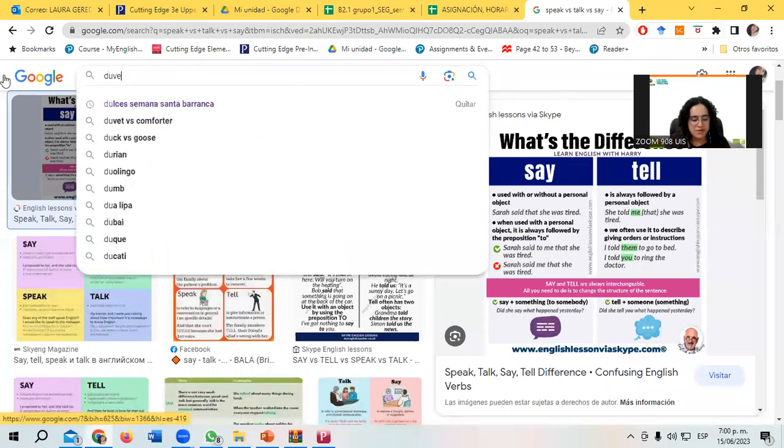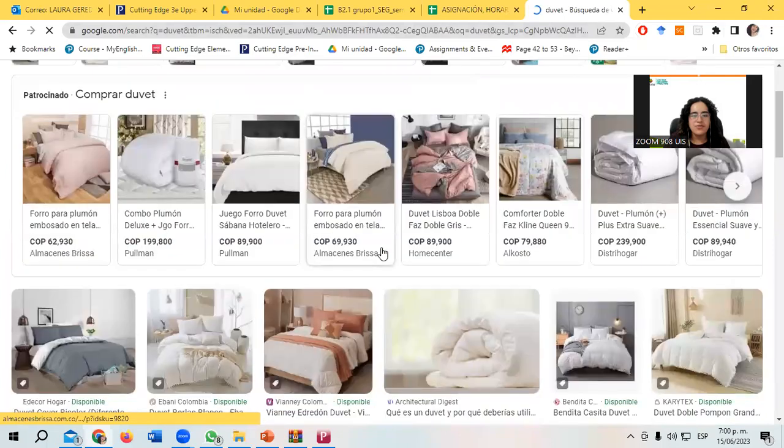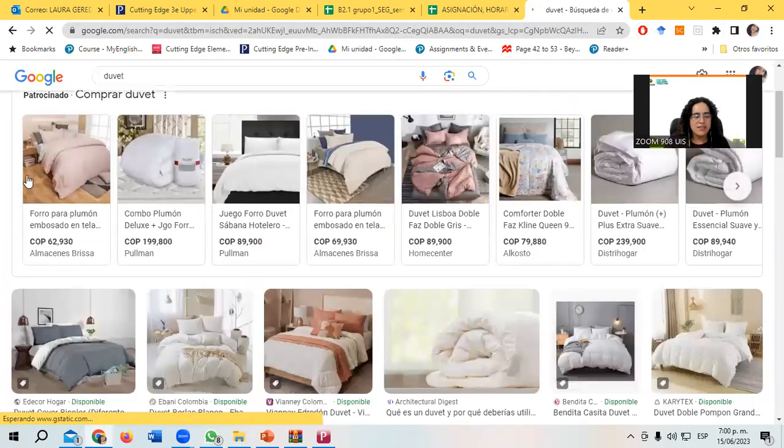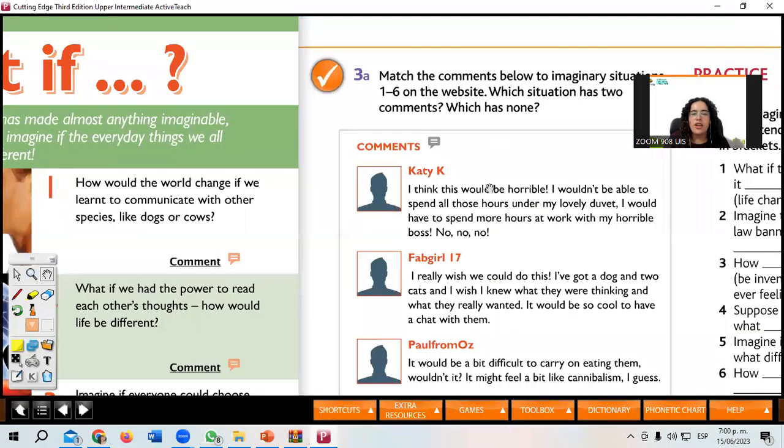What is duvet? You guys know? It's the same as in Spanish. This is a duvet. So she's talking about how she wouldn't be able to spend those hours under her lovely duvet.